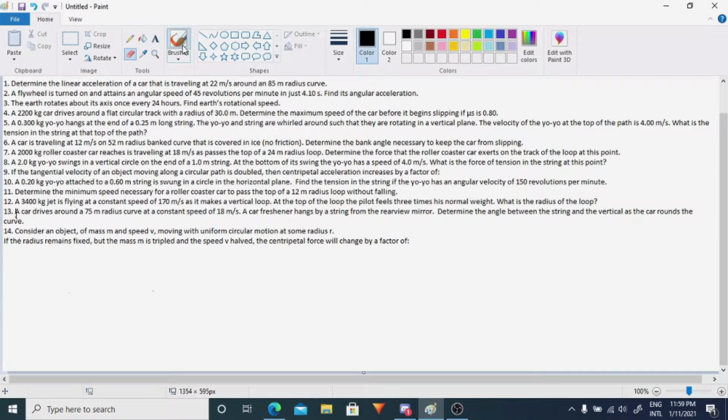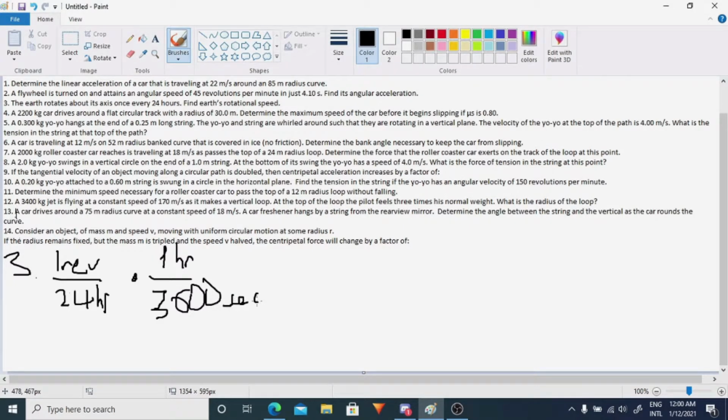Alright. Question 3. The Earth rotates about its axis once every 24 hours. Find the Earth's rotational speed. So this is a converting question. We know that the speed of the Earth's rotation is 1 revolution, because it goes around its axis once for 24 hours. So all we have to do is convert it into rotational speed, which is in the units radians per second. So times 1 hour for 3,600 seconds, times 2 pi radians per revolution.